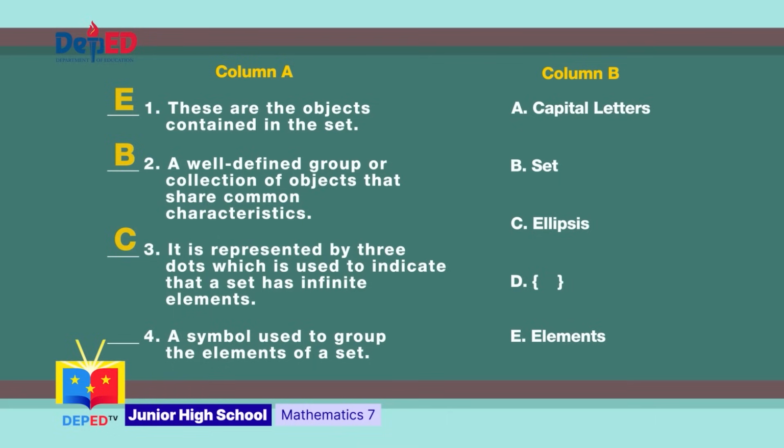Number 4. A symbol used to group the elements of a set. The correct answer is letter D. The brace symbol is used to group the elements of a set.